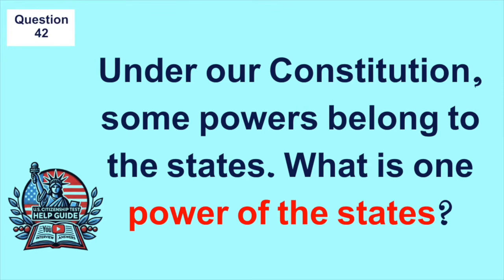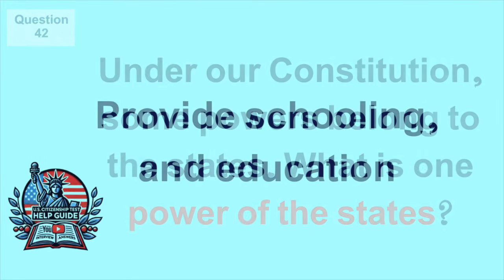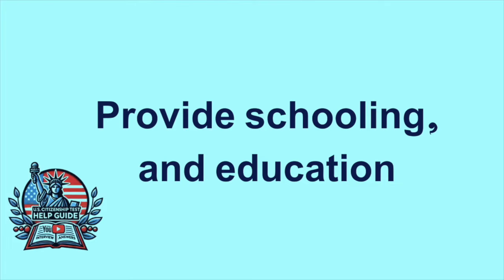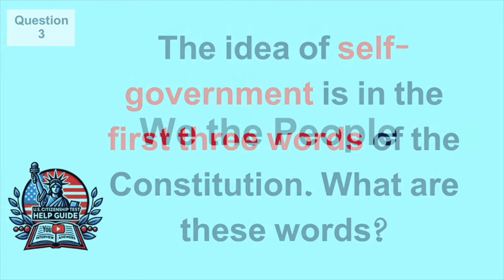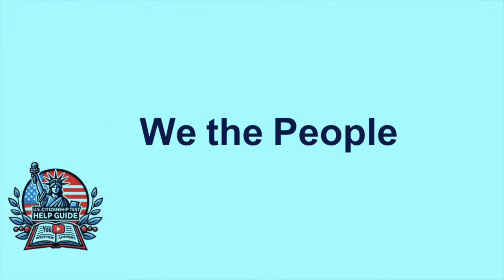Under our Constitution, some powers belong to the states. What is one power of the states? Provide schooling and education. The idea of self-government is in the first 3 words of the Constitution. What are these words? We the people.